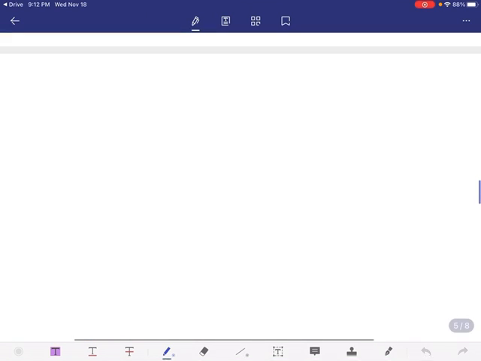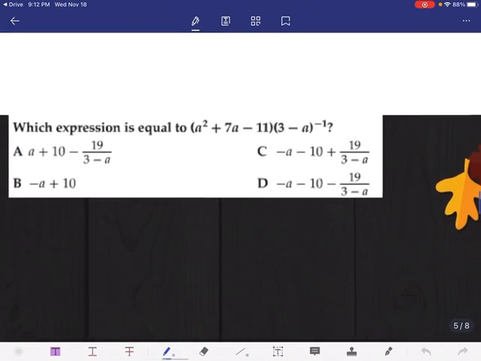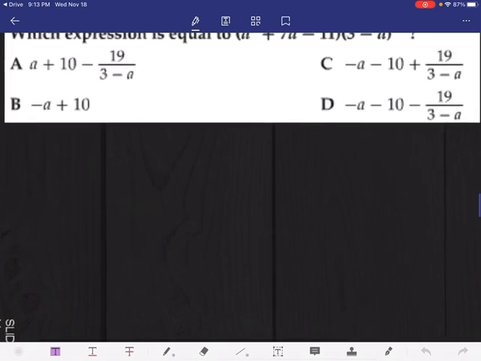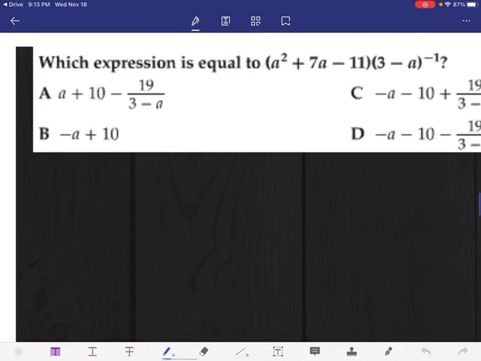So let's go ahead and look at another example. So it says, which expression is equal to a squared plus 7a minus 11 times 3 minus a to the negative first? Well, to start off with, it's a multiple choice question, so we do have some options for our answers this time. And off the bat, it doesn't quite look like a division problem. However, remember that we can rewrite that negative exponent as a fraction.